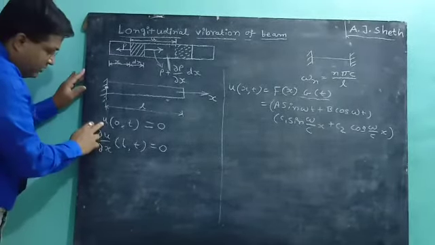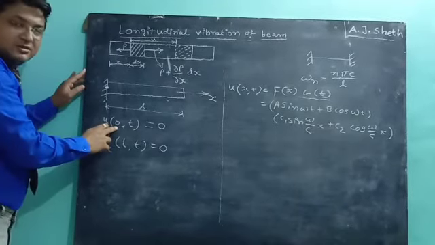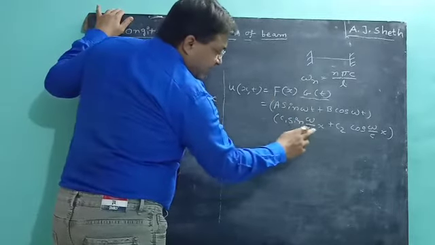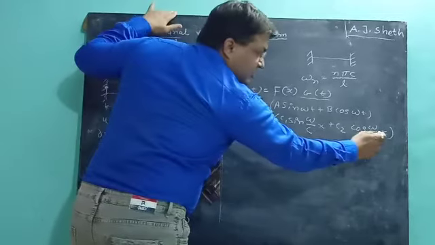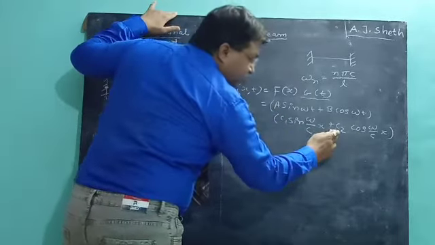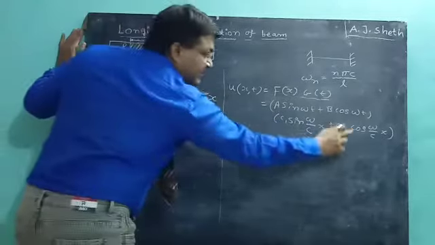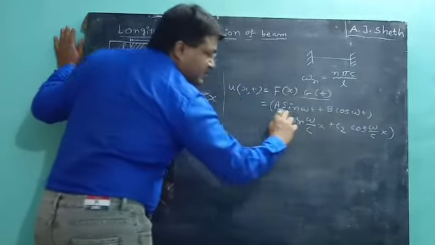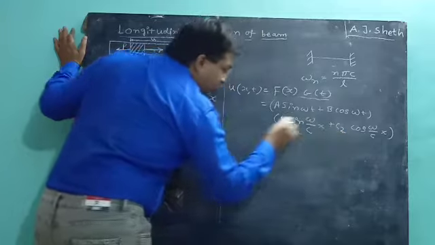When we put u(0, t), that means in place of x we put 0. The sine function is 0, so the first term vanishes, and the entire answer would be 0 because the cosine term will remain as it is. So to make this second term 0, c2 must be 0.